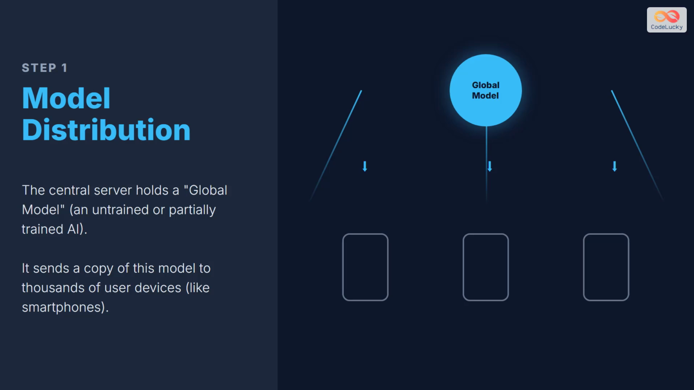Here is how it works step by step. First, a central server distributes a generic, global model to thousands or even millions of user devices. Think of this as sending a student AI to study at millions of different schools simultaneously.